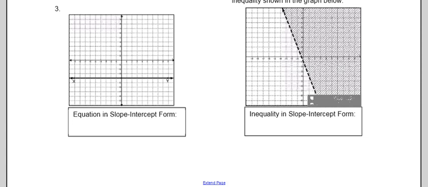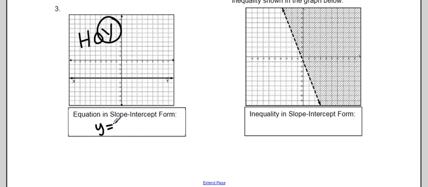Alrighty. Now number 3. This time we have a horizontal line, so that means we have HOY, which tells me we're using our y variable. Well, if you look at this line, all of your y's are the same, and all of these y's are equal to -4. So our equation is y equals -4.